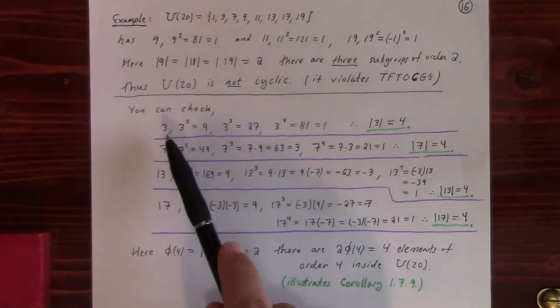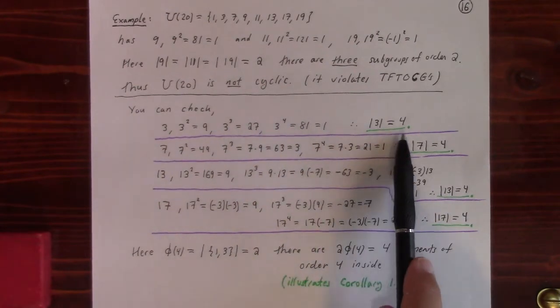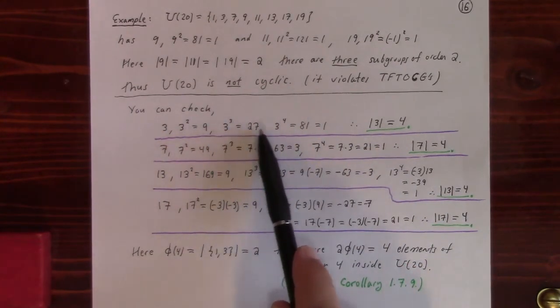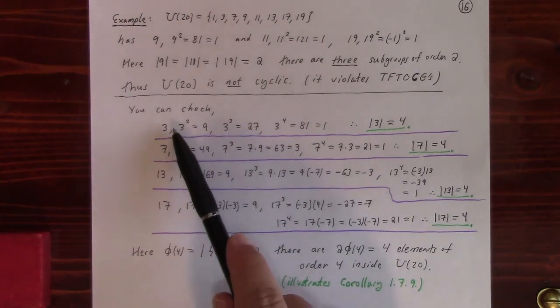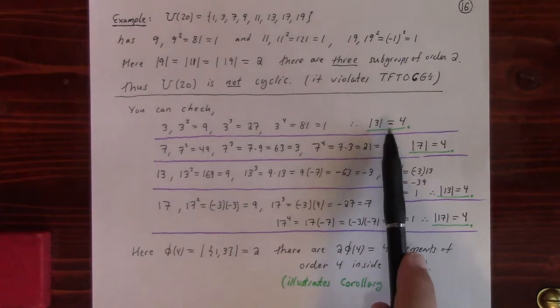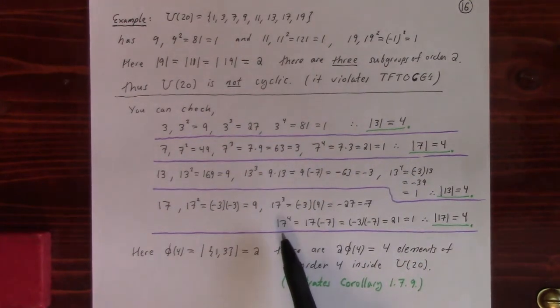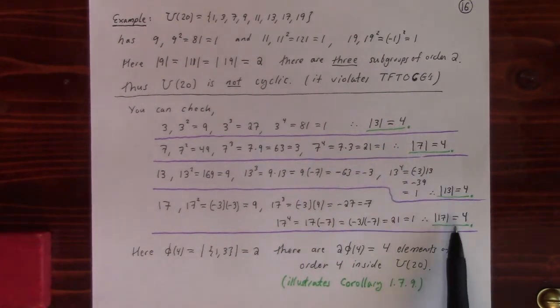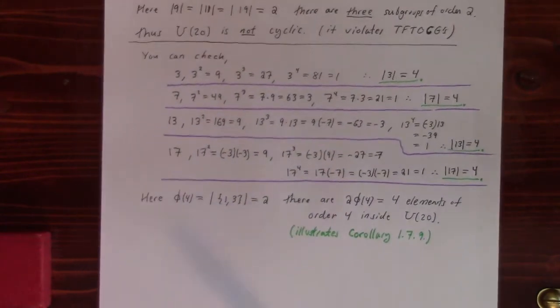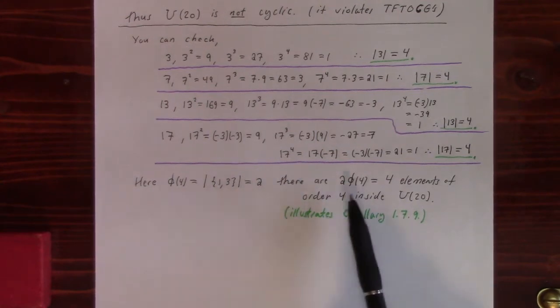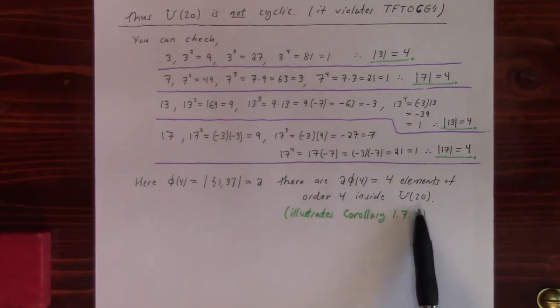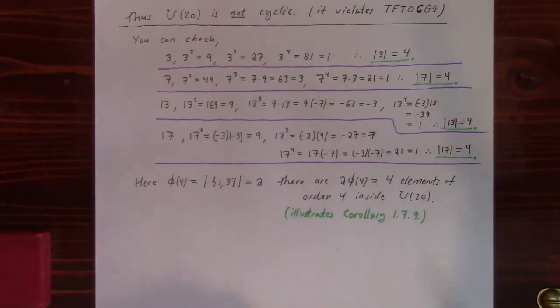Anyway, so here's the order of 3 is 4. So basically, you just look at powers of your elements, right? And when they cycle back, you can tell the order. So 3, 7, 13, and 17, by explicit calculation here, modulo 20, they all have order 4. So you can see the previous theorem in action here. Phi of 4, of course, is 2, and there are 2 times phi of 4, namely 2 times 2, which is 4 elements of order 4 inside U20. So this illustrates corollary 1.79, in case you're wondering.